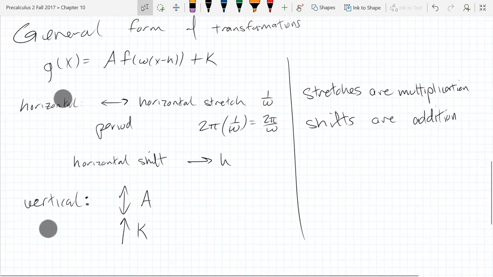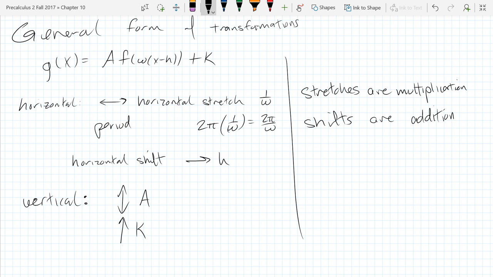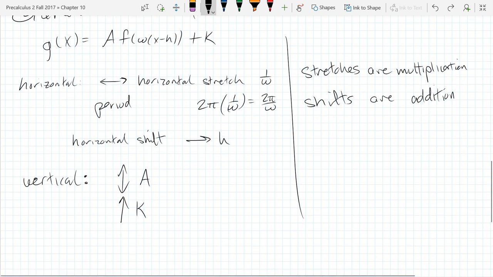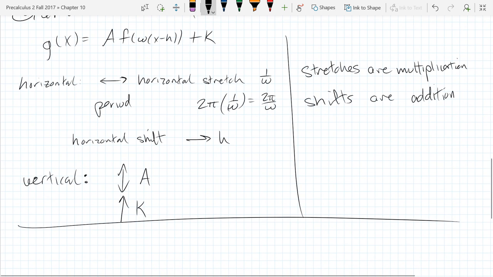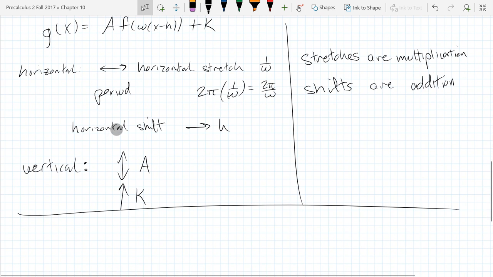And again, you have to be careful on the horizontals. All the what looks like multiply by w is the opposite, so multiply by 1 over w. And it looks like you're subtracting h, but that actually has the effect of going to the right. So we're going to use this and graph out a transformed cosine function.